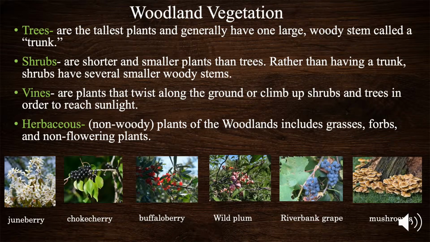Woodland vegetation. Trees are the tallest plants and generally have one large woody stem called a trunk. Shrubs are shorter and smaller plants than trees. Rather than having a trunk, shrubs have several smaller woody stems. Vines are plants that twist along the ground or climb up shrubs and trees in order to reach sunlight. Herbaceous plants. Non-woody plants of the woodlands include grasses, forbs, and non-flowering plants.